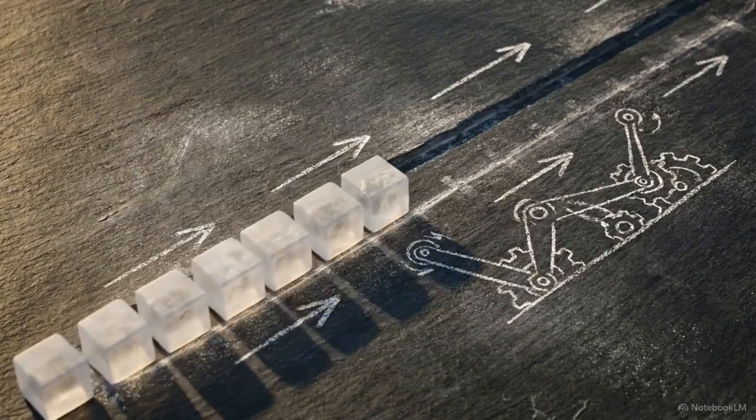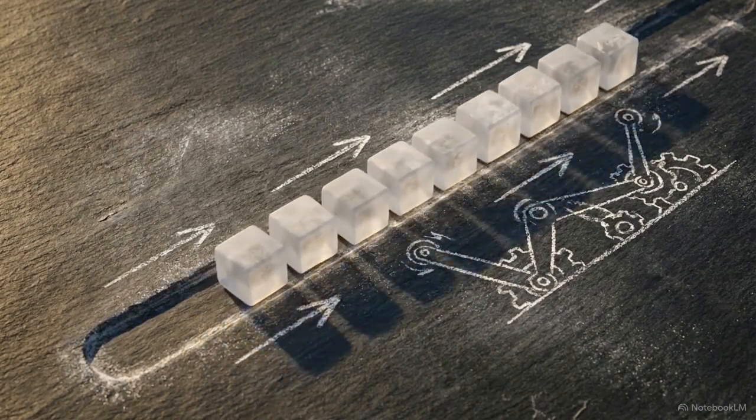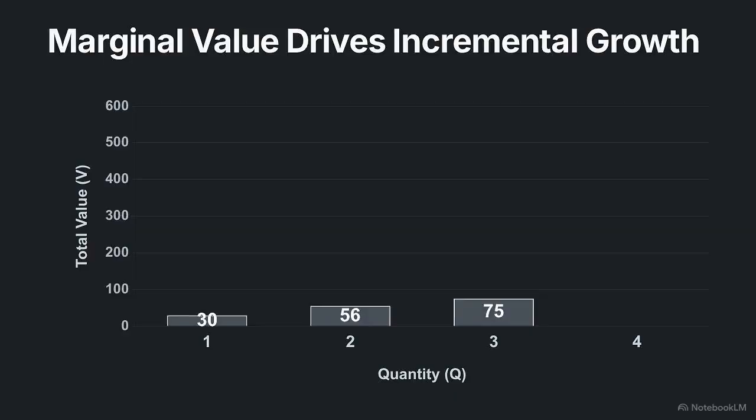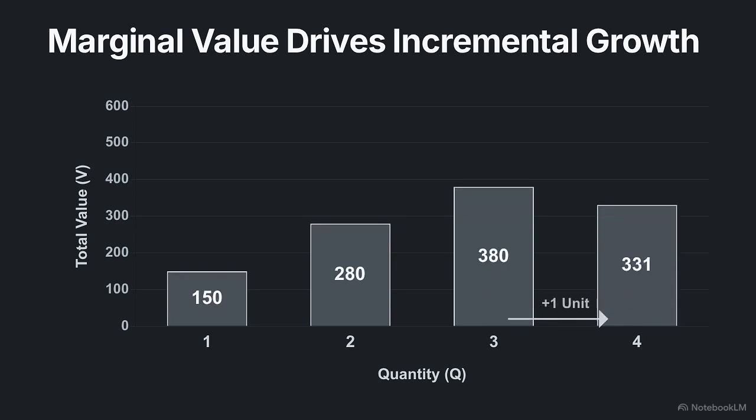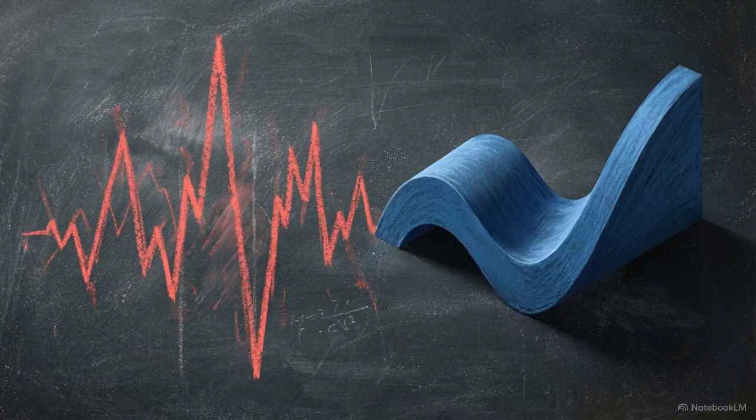When we apply this mathematical theory to economics, derivatives are identified as marginals and primitive functions as totals. A marginal value measures the incremental change resulting from producing or consuming one additional unit of a good. Our first application uses integration to reconstruct a total cost model from isolated marginal cost data.